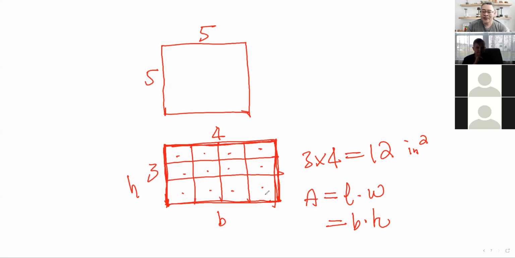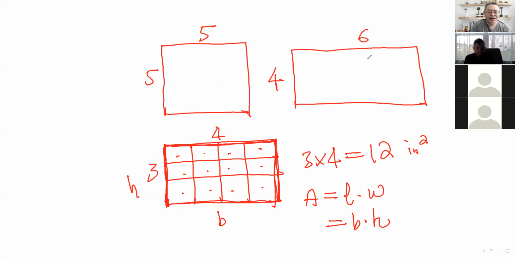Thank you, Roger. Okay, now if we do something like this kind of rectangle, we got 4 here, we got 6 here. What is the area?